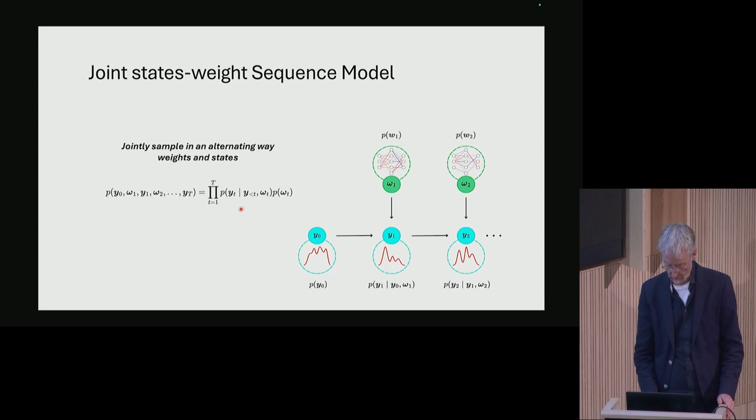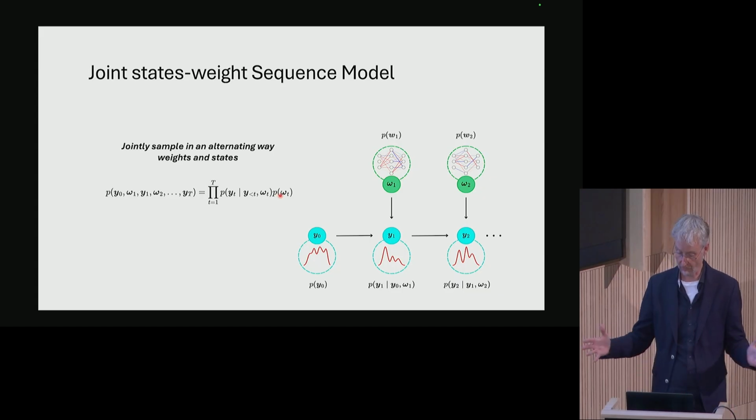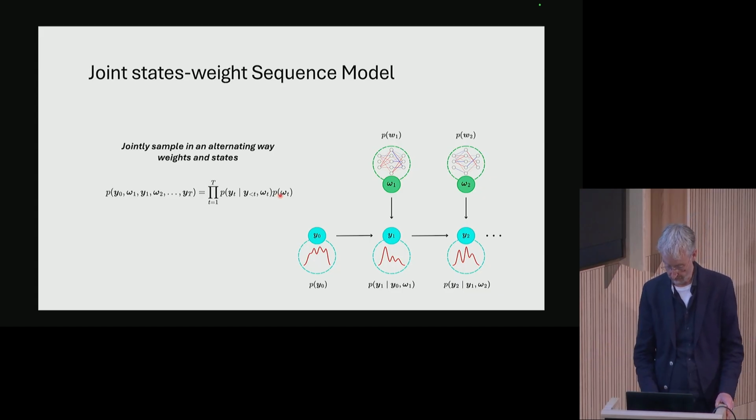We have a product. Basically, the joint distribution over all the observations, y1, y2 to yt, and also over all the parameter sets, omega, is the product over the probability of the observation at time t given the entire history, plus the parameters at this time, times the prior over all the parameters at all the times.